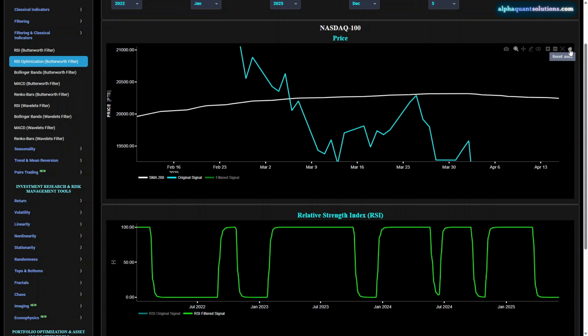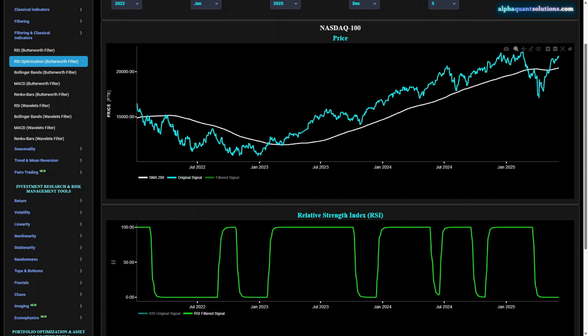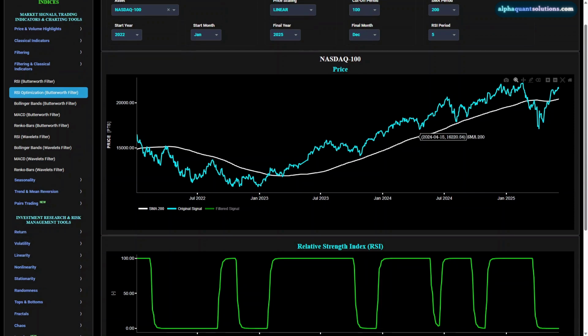So we see that this would have been a long trade, and quite a winning long trade, because in about 15 months we would have made approximately 22-23% return on the position.